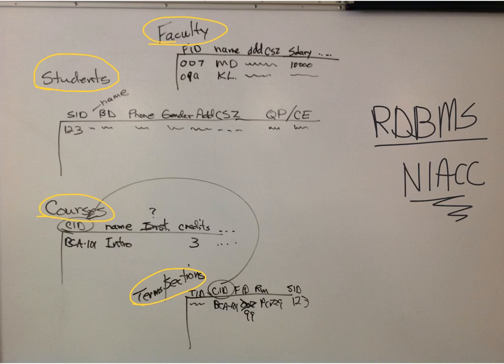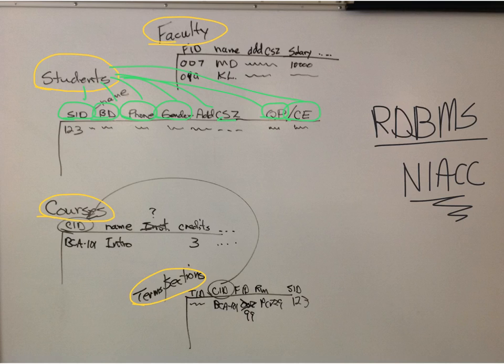Then inside the tables, we created attributes. I'll make them in green. Student ID number is an attribute. Birth date's an attribute. Phone number can be an attribute. Gender can be an attribute. Quality points can be an attribute. Credits earned can be an attribute. These all specifically define a student. Address, city, state, zip. That's my abbreviation for that.